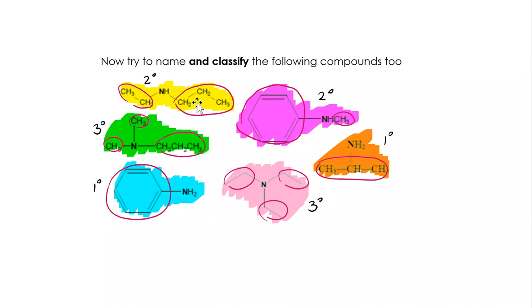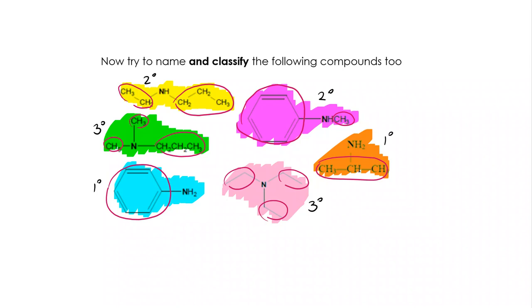So I can see here I've got 2 groups coming off the N. That's secondary. This one has 3. It's tertiary. This one only has 1. It's primary. This one has 2. Secondary. This one only has 1. It's primary. This one has 3. It's tertiary. Let's go through looking at the naming of them.